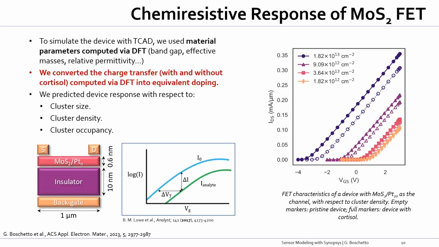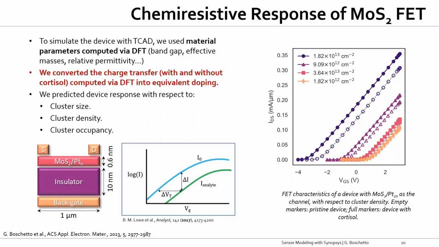Some of the parameters were, for example, the band gap, the effective masses, relative permittivities, and so on. This allowed us to have a physical treatment of our device channel. Then we converted charge transfer computed with DFT into equivalent doping, both with and without the absorption of cortisol. And then we ran our simulations.